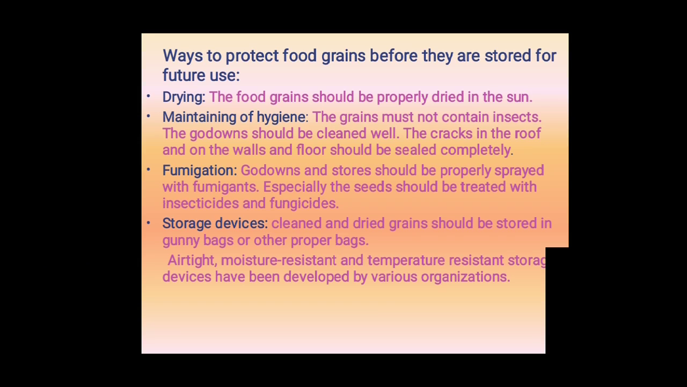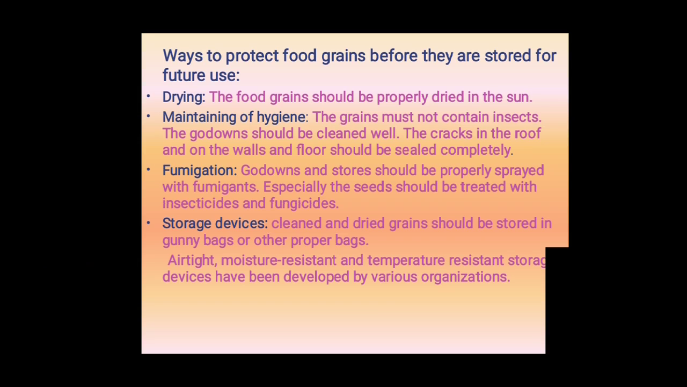Here, so many ways are there to protect food grains before they are stored for future use. These are drying, maintaining of hygiene, fumigation and also the storage devices. First one is drying. The food grains should be properly dried in the sun. Next one is maintaining of hygiene. We have to maintain hygienic conditions in the storage area. The grains must not contain insects. The godowns should be cleaned well. The cracks in the roof, walls and floor should be sealed completely.